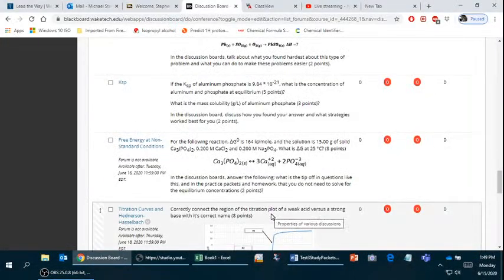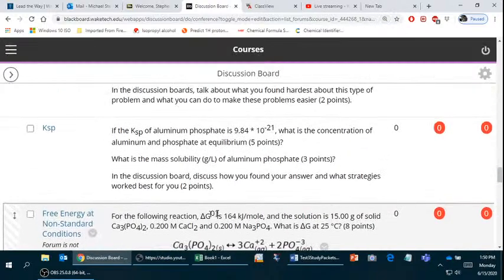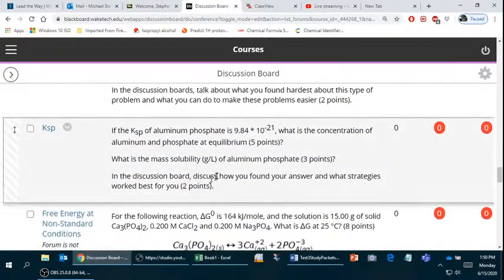So KSP is always going to be done doing ice tables. We're not going to really work with finding KSP from thermodynamic values. So for this one, I'll show the discussion board for people to see. The KSP of aluminum phosphate is 1.84 times 10 to the negative 12. What is the concentration of aluminum phosphate at equilibrium? What is the mass solubility of aluminum phosphate? And here you're going to discuss your strategies.